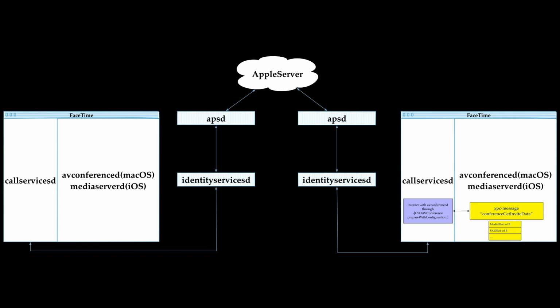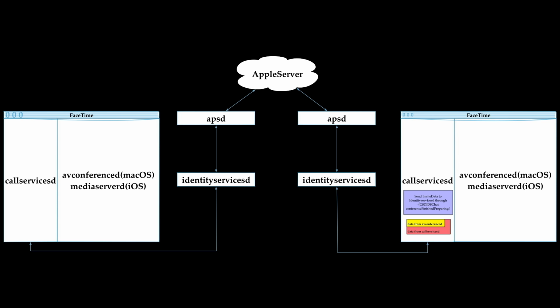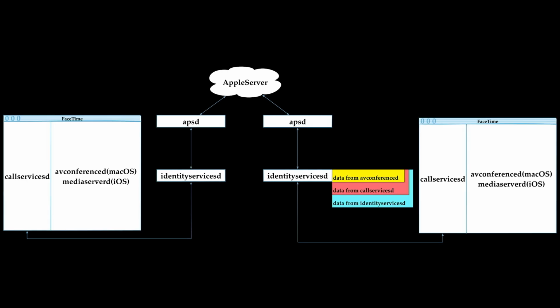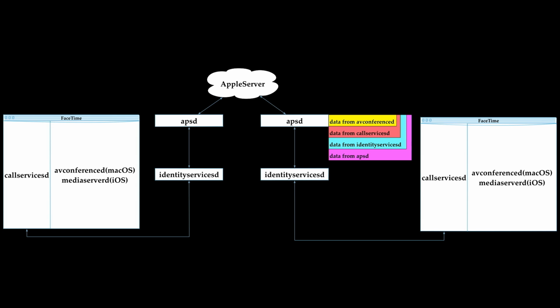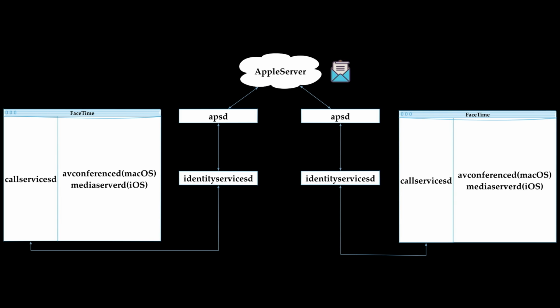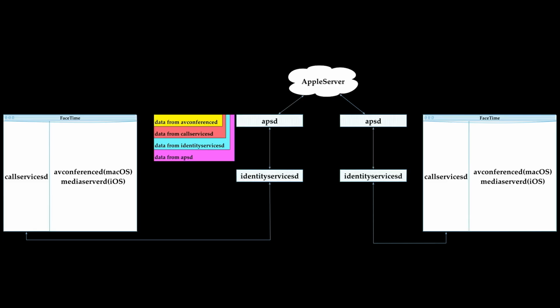It will get the invite data. It is also called invite data because it has the media blob and SK blob. It gets it from AV Conference D, encapsulates more information, and sends it back to IDS Service D. IDS Service D will pass the data to APSD, and APSD will serialize the APS message and send it to Apple Server. Apple Server will forward the notification to our caller APSD.